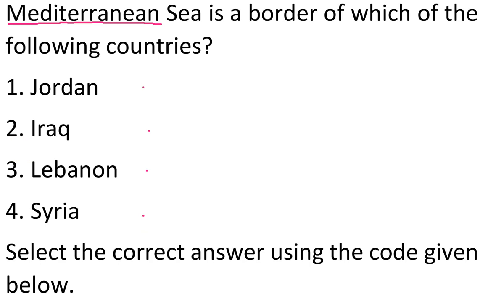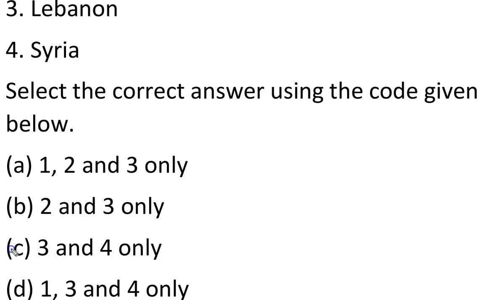Here we know that nations like Lebanon and Syria are the two nations which share the boundary with the Mediterranean Sea, whereas Jordan as well as Iraq do not share the boundary with the Mediterranean Sea. So the correct answer is option C, 3 and 4 only. Now let us see the explanation for this question.